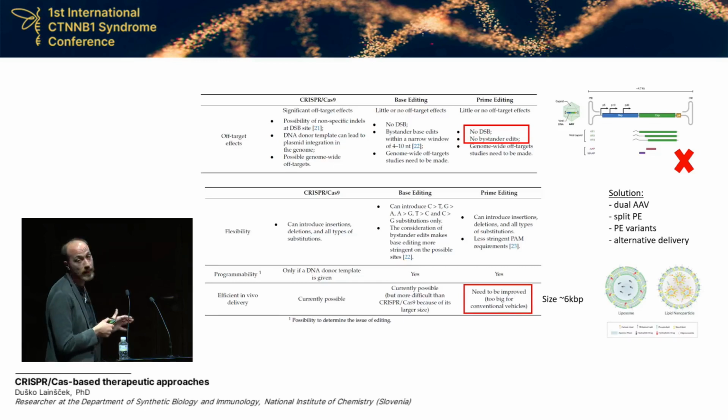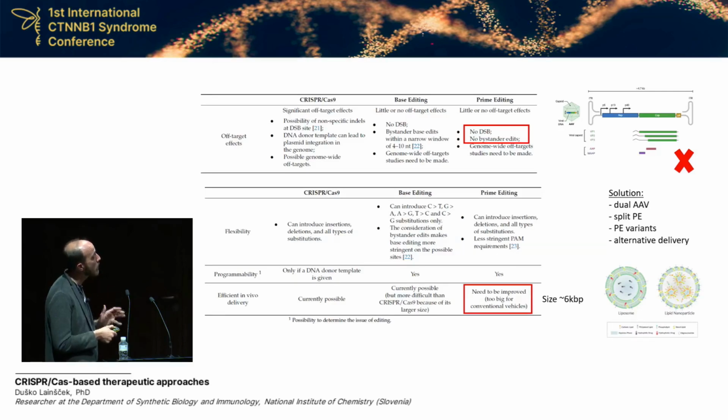Here's just a summary of what I've been talking about, and you can clearly see, by comparing conventional CRISPR-Cas system-based editors and prime editors, that prime editors are basically the safest choice, because you have no double-stranded breaks and no bystander edits. But it cannot be all too good to be true. It also has some very considerable limitation, and that's in its size.